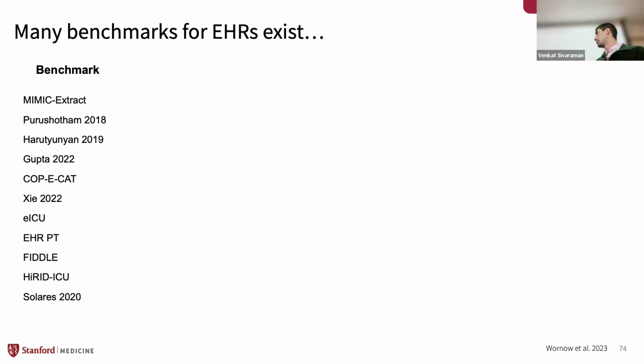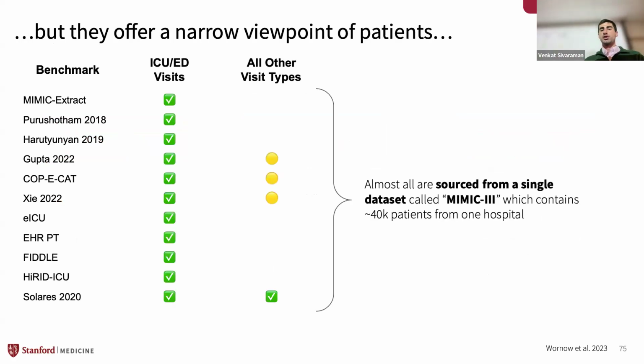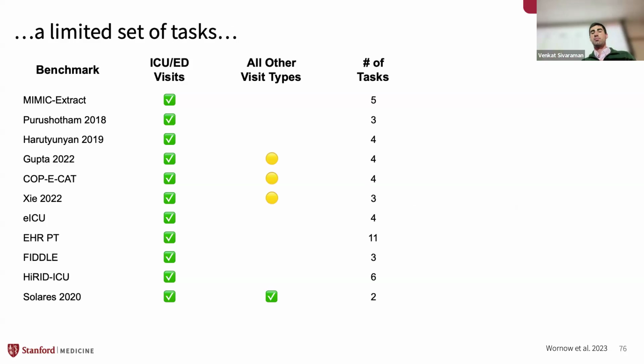A lot of benchmarks for EHR data have been developed. Here's just a sampling of very popular benchmarks. Unfortunately, like I just mentioned, they typically offer a very narrow viewpoint of patients. Almost all of them are sourced from a single data set called MIMIC. MIMIC-3 has 40,000 patients from one hospital. MIMIC-4, an improved version, has 400,000 patients. But it's just kind of crazy to think about the last decade of ML for healthcare research that focuses on EHR data, at least. Basically, every result has been derived from this set of 40,000 patients from one hospital's ED and ICU, right? So a very narrow view of what makes a model good.